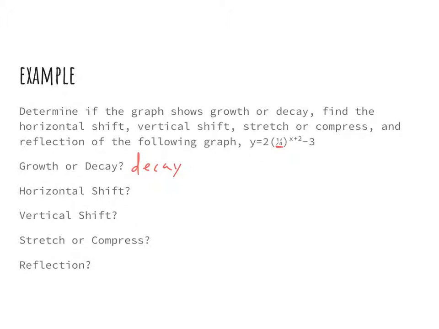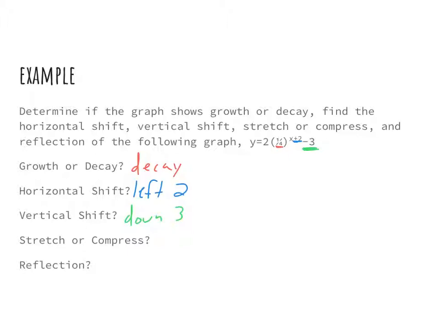For our horizontal shift, we look at how we are changing our x. We are adding 2 to the x. When we add, that means we move left, so we're going to go to the left 2. Our vertical shift, we've got a minus 3 on here. Minus means down, so we're going to move down 3.